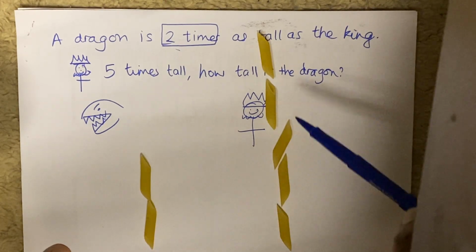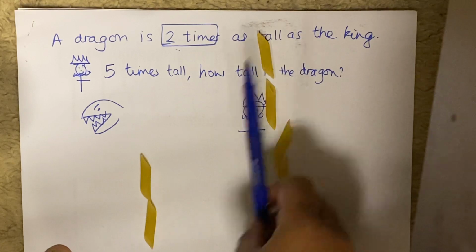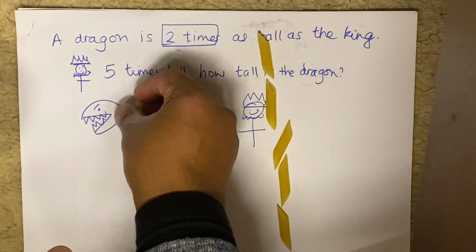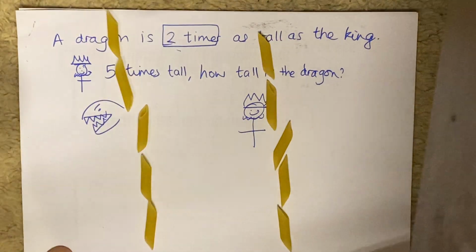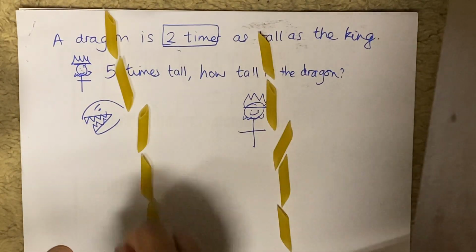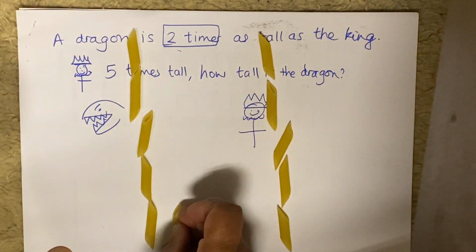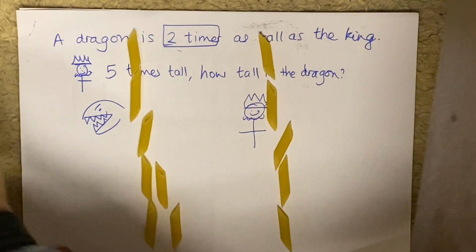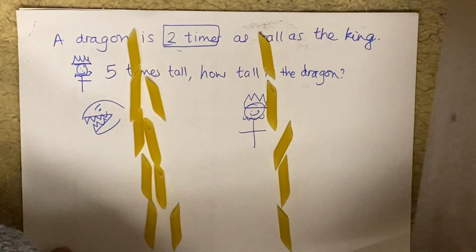So we have to now find double of 5, which means 2 times means I need 2 lots of 5s. So that's my 1 lot of 5. 1, 2, 3, 4, 5. That's my 1 lot. I need another lot of 5 to show double. Now, I won't have enough space in the camera, so I'm just going to make it on this side to show my double. And this is how tall my dragon would be.